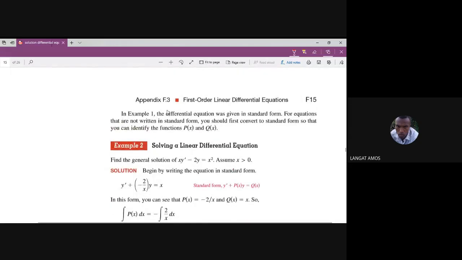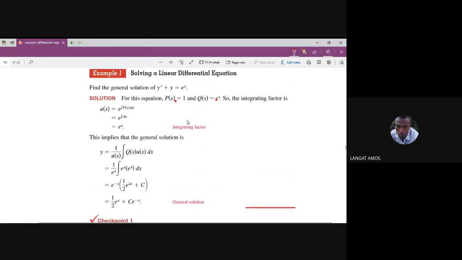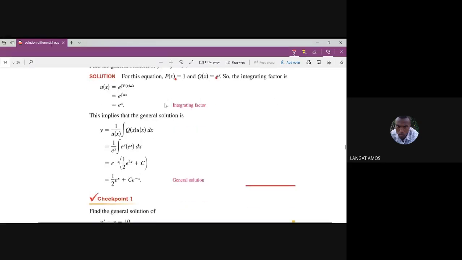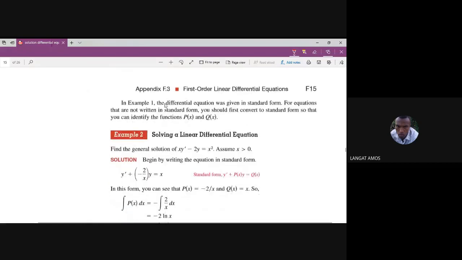An example one. The differential equation was given in standard form. For equations that are not written in standard form, you should first convert to standard form so that you can identify the functions p(x) and q(x). So in this one, we were given it in standard form. Whenever you are not given standard form, you first convert to standard form so that you can identify p(x) and q(x).